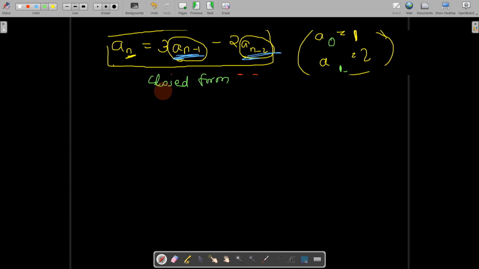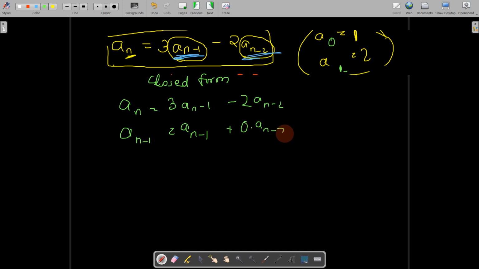So how do we write the A matrix? Note that the A matrix, or the transformation matrix, needs to be a square matrix. However many bases you have, that many equations you will have to add. Here we have two bases, so we add an = 3a(n-1) - 2a(n-2), and a(n-1) for the previous term is 1 times a(n-1) plus 0 times a(n-2). So this becomes the square matrix.